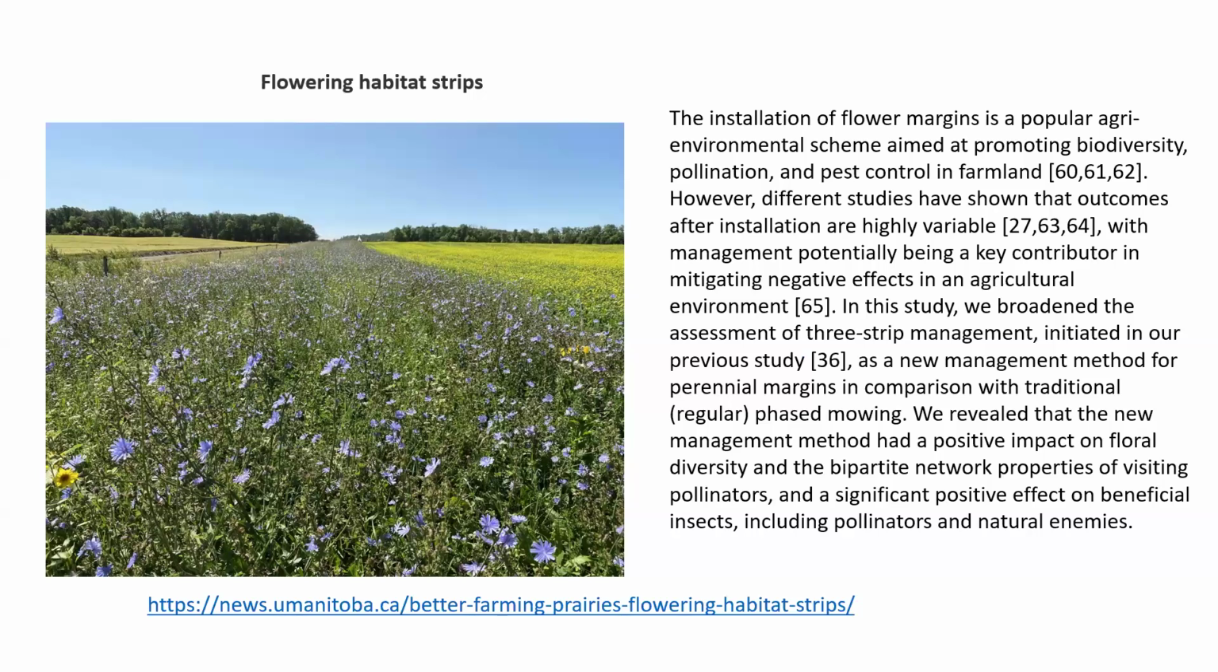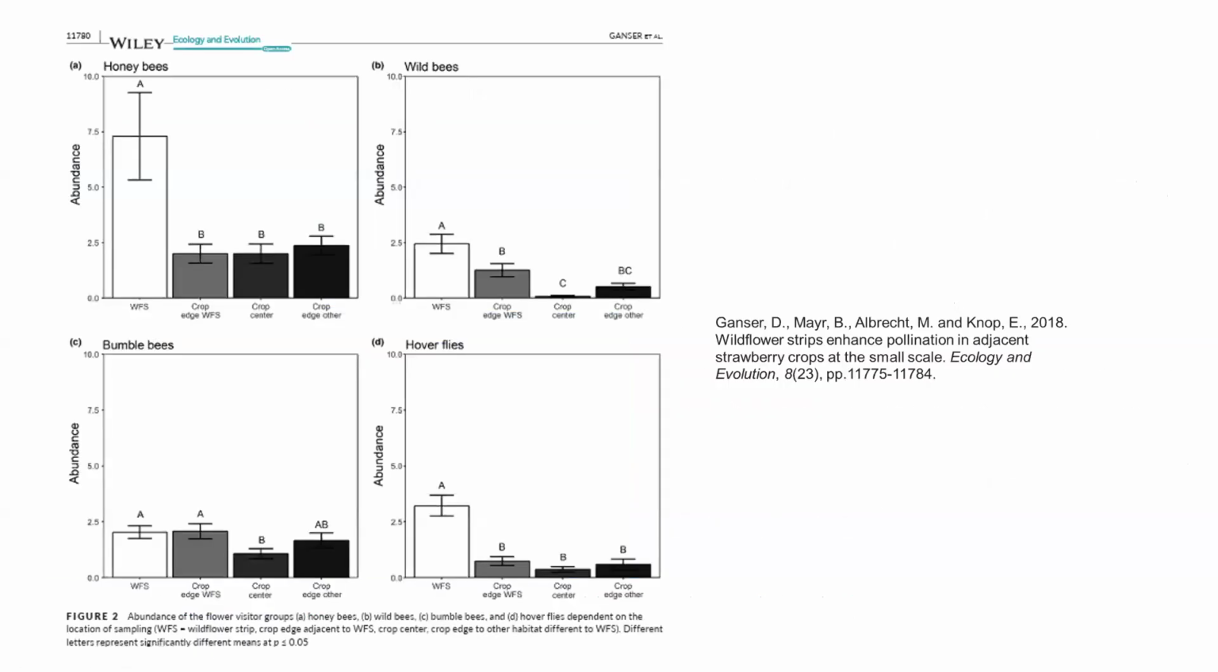The third main question was about flowering habitat strips. We hear a lot about these in Canada right now, where in a large field, whether it's wheat or canola, the idea is to put in a strip of native flowering plants that would attract beneficial insects, or at least that's the hope. So let's talk a little bit about these.